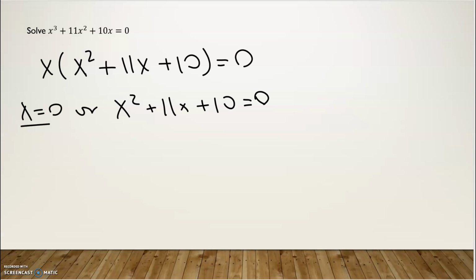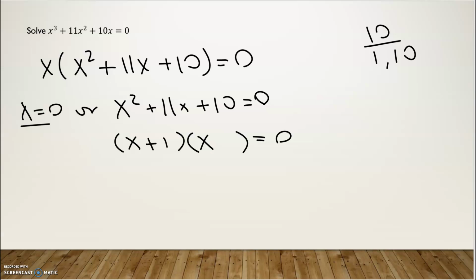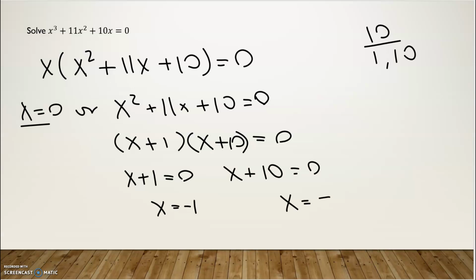Okay, so this one's already solved. X equals 0. Now I need to factor this. So x and x, and take 10, 1 and 10. Hey, I can get that to 11. So plus 1 plus 10. And then separate those by the zero product property. So x equals -1 or x equals -10. So we have three items that we need to check. X equals 0, x equals -1, and x equals -10.